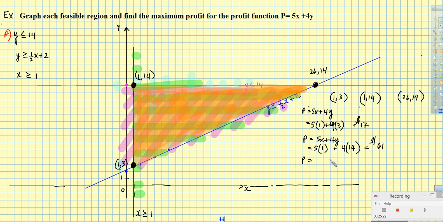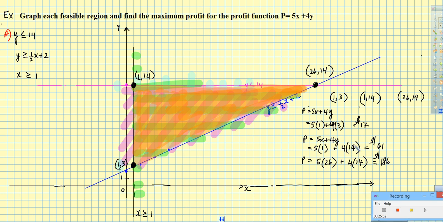And I think it goes without saying that if I do 5 times 26 plus 4 times 14, then I am definitely going to have a number that's far greater than the other two. When you multiply these out, it equals $186.